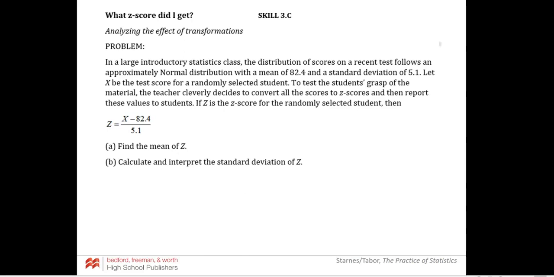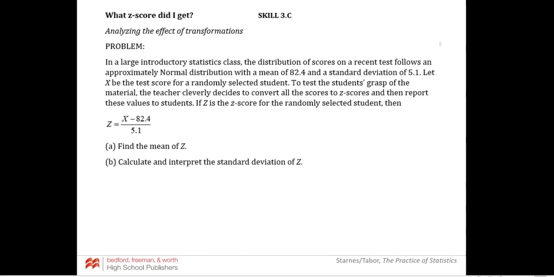So if you got about 93, you're getting unusual. That's more than 2 standard deviations above the mean. Let X be the test score for a randomly selected student. To test the student's grasp of the material, the teacher cleverly decides to convert all the scores to z-scores and then report these values to the students. What a clever professor. If Z is the z-score for a randomly selected student, it's good to review this, right?